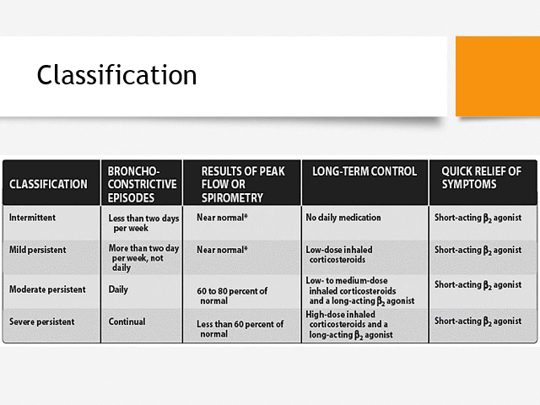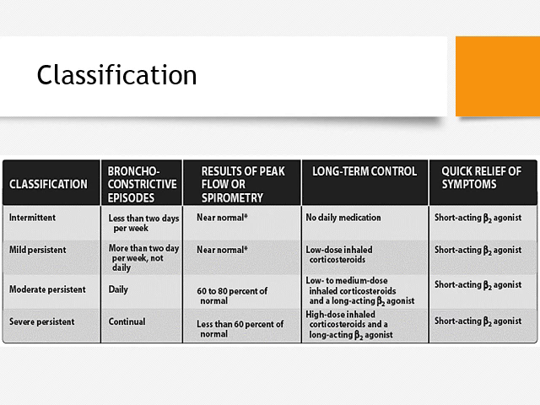Secondly, in mild persistent asthma, there may be more than 2 days per week of asthma attacks, but there will not be daily attacks. Again, similarly, the spirometry or forced expiratory volume in mild persistent asthma is near normal. For the long-term control of mild persistent asthma, low-dose inhaled corticosteroids will be given, while for the quick relief of symptoms, short-acting beta-2 agonists are given.